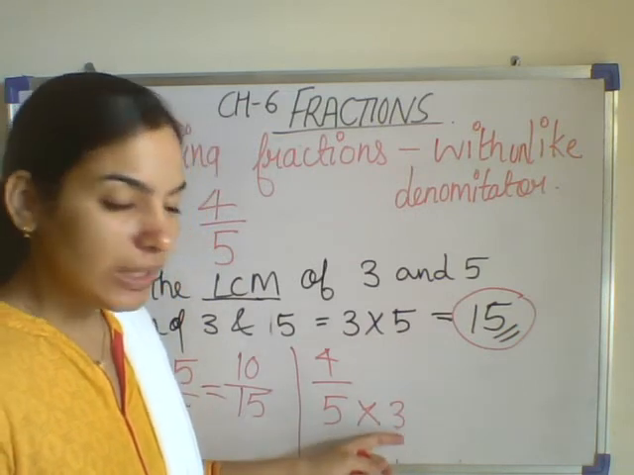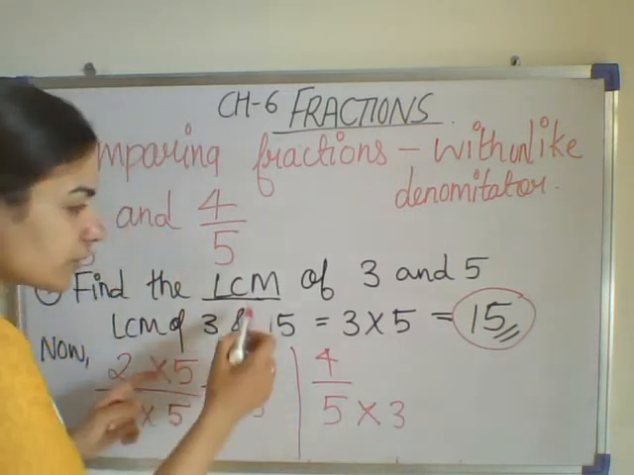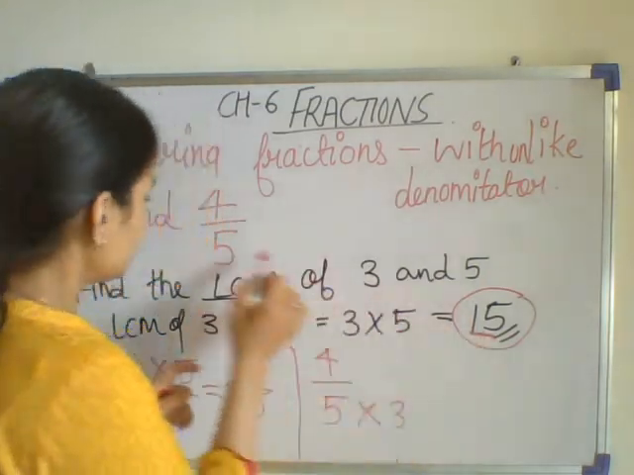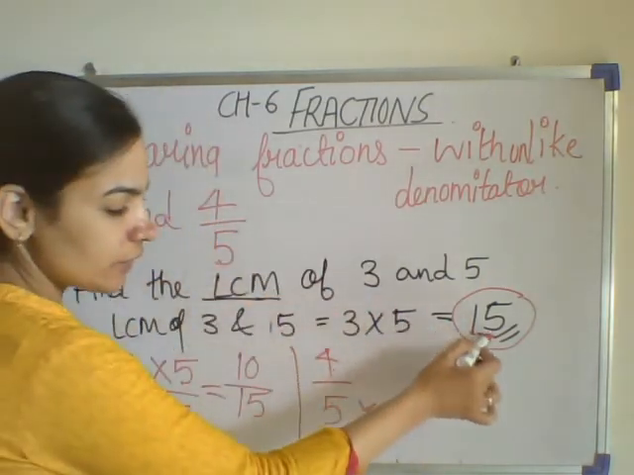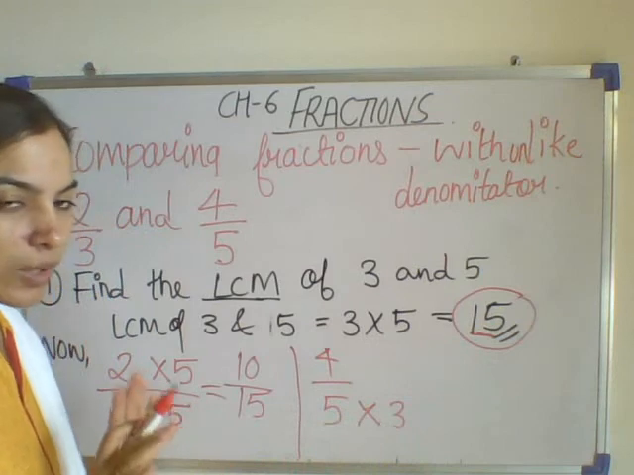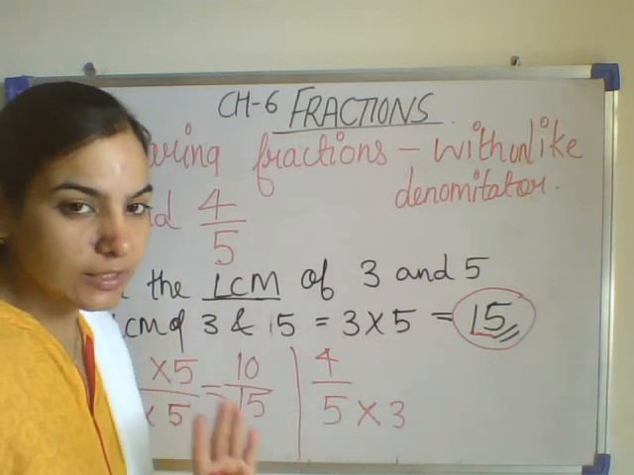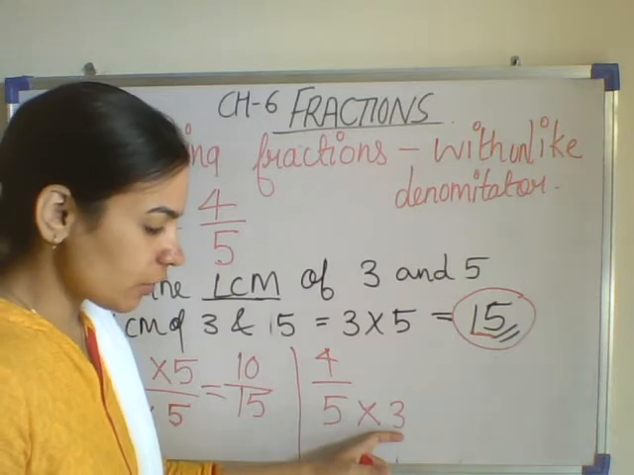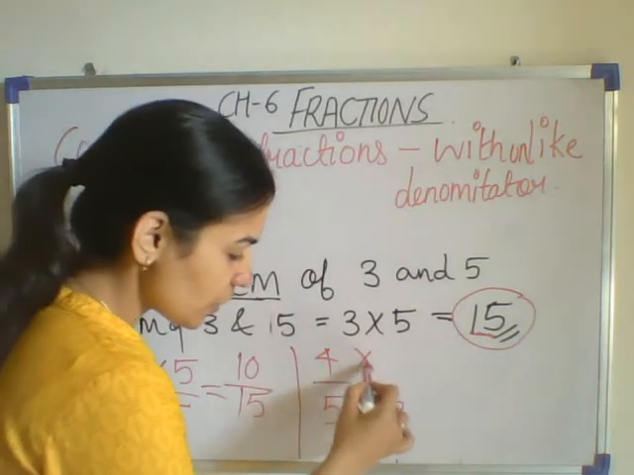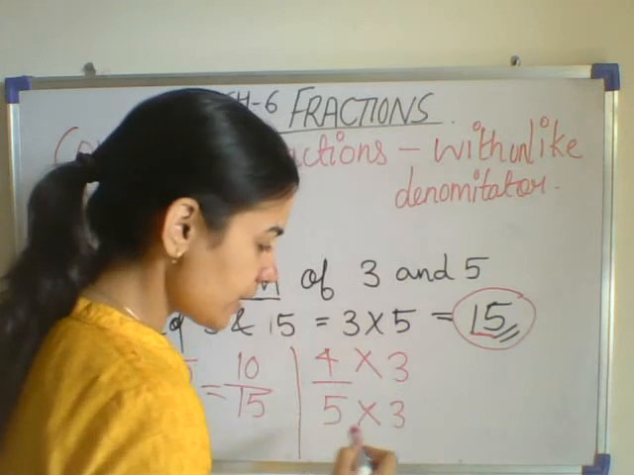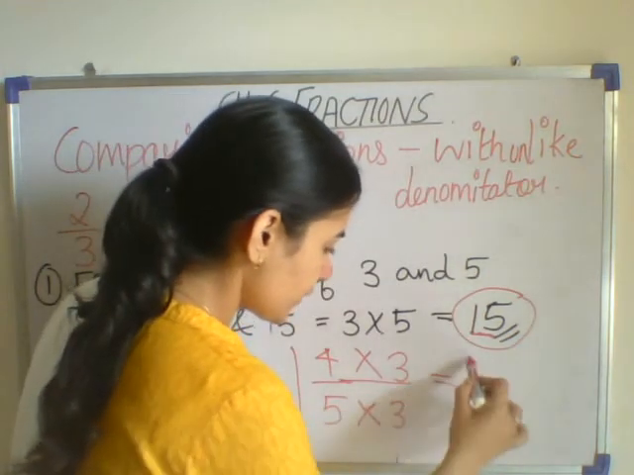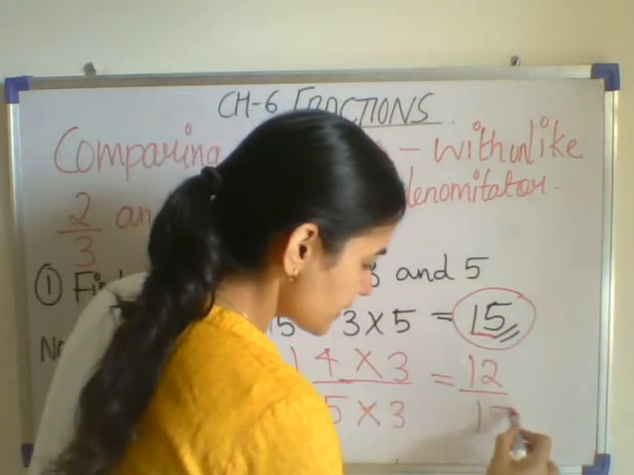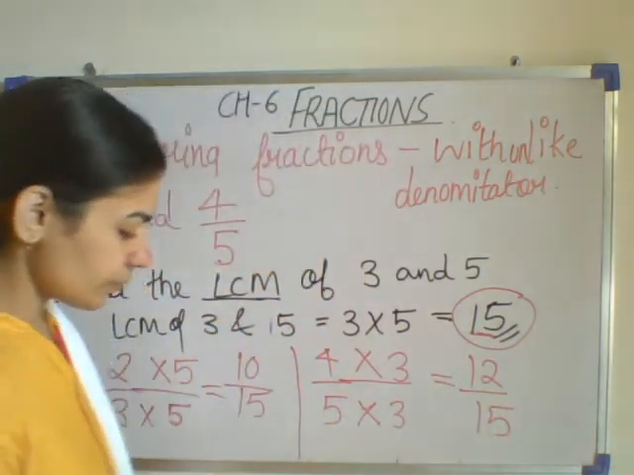Why do I need 15 at the denominator? Because the LCM of both 3 and 5 is 15. So at the denominator I need 15, so here I have multiplied with 3 in the denominator. So above also I will be multiplying it with 3. So 4 threes are 12 and 5 threes are 15.